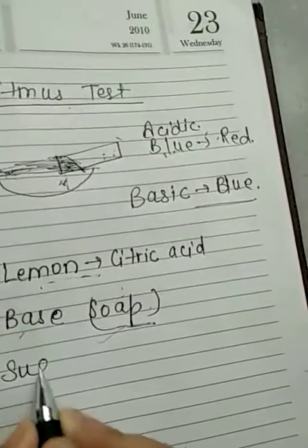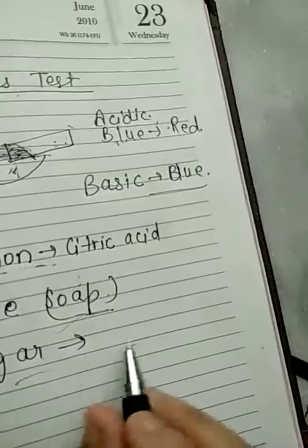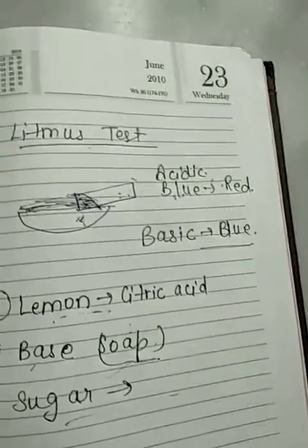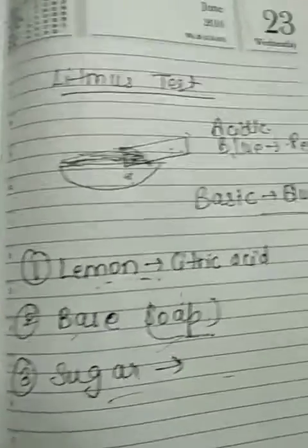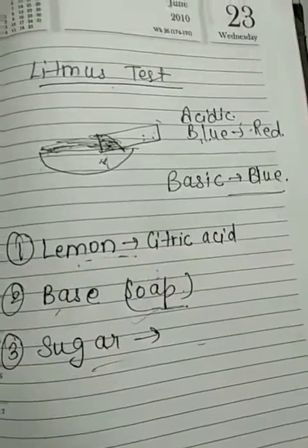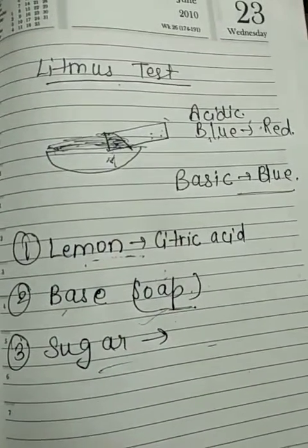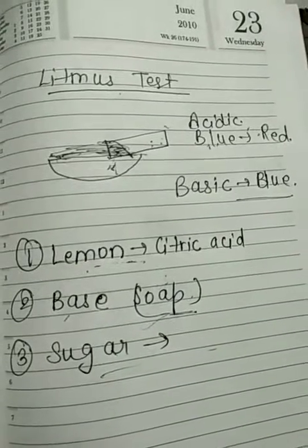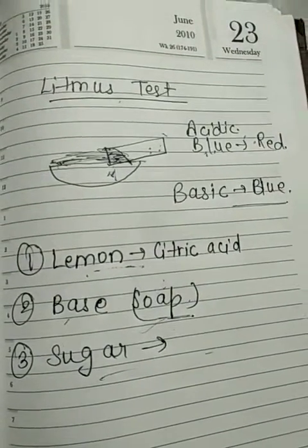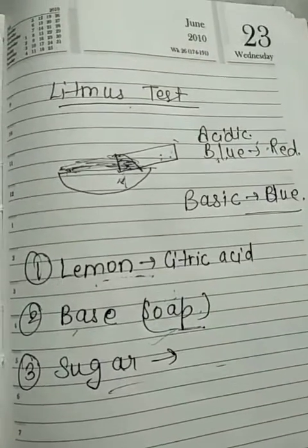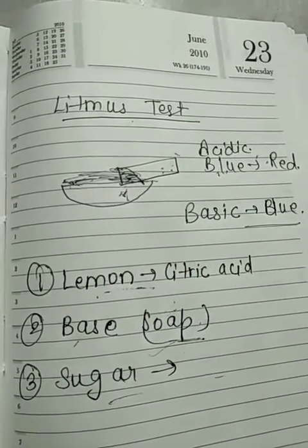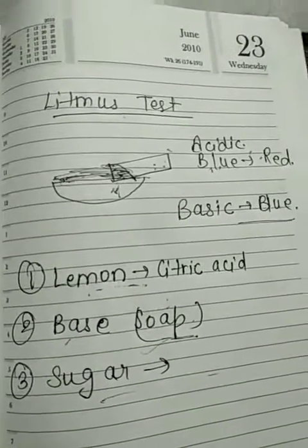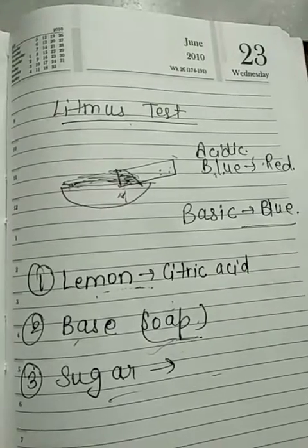And the third is sugar. You will not see any change with red or blue litmus paper, so we can say that sugar is neutral. Okay, so this is how we can test without tasting substances and then decide what the substance is. So this is basically a more convenient and simpler way to decide the acidity, basicity, or whether a substance is neutral, without tasting it, which is not good, because it may be harmful.